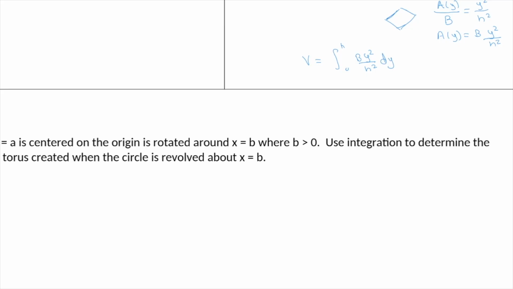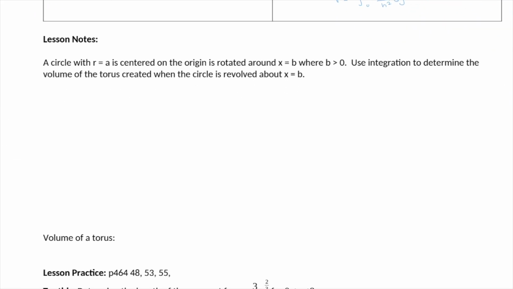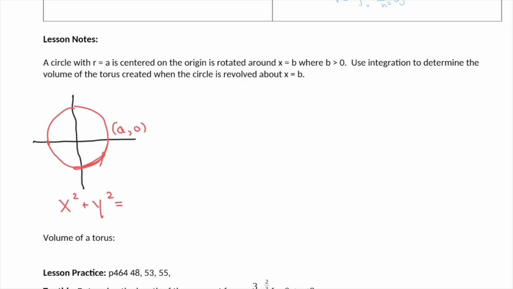For today's lesson, we are going to find the volume of a torus. What is a torus? It is actually a donut. In this particular problem, we are going to take a circle, draw your picture. Our circle has a radius of a. We're going to center it at the origin. That'll make it easier to write our equation. So the radius is going to be a, so we have (a, 0) as one of our points. Centered at the origin, we know that x squared plus y squared is going to be equal to a squared for the equation of your circle.